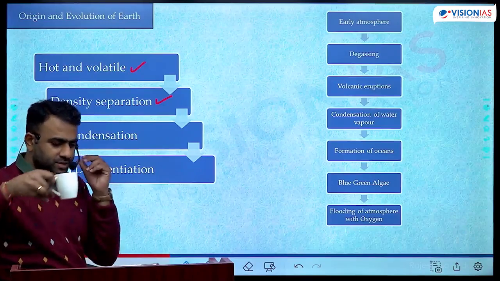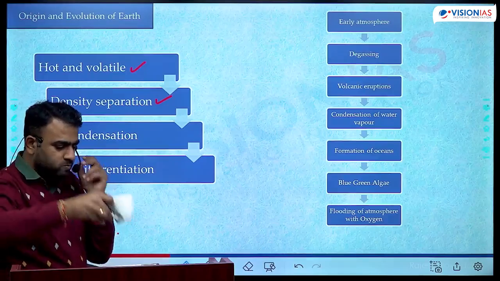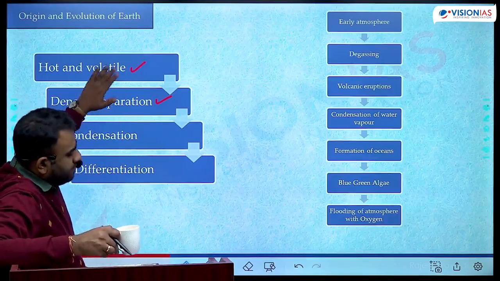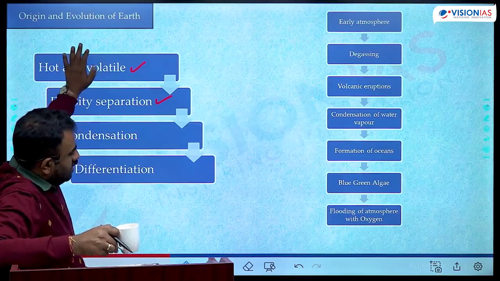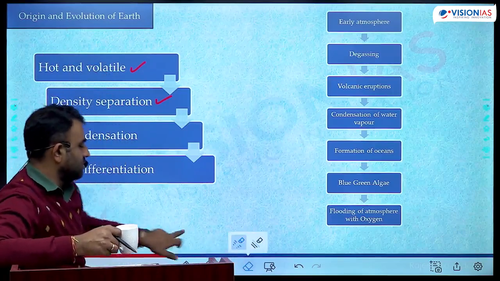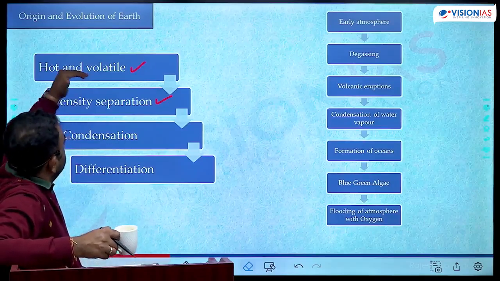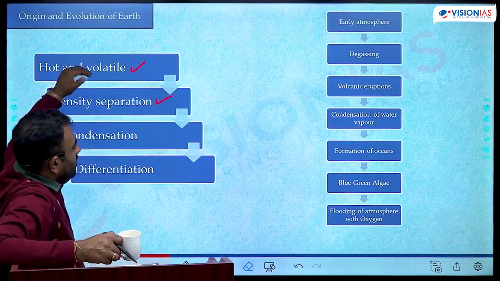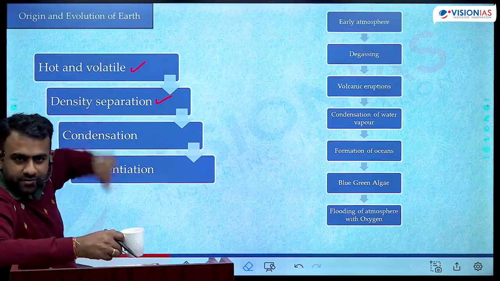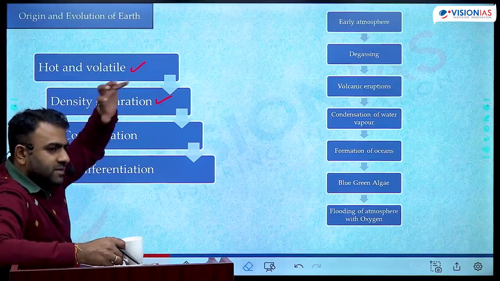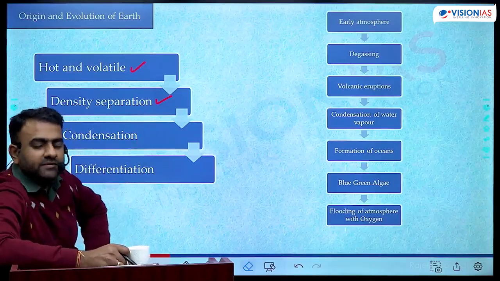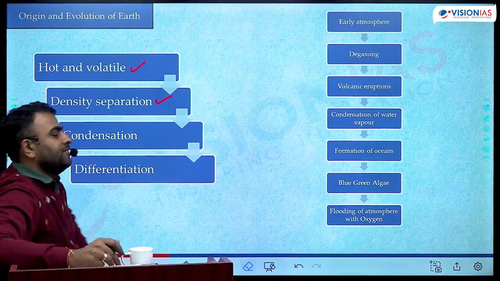So what do you mean by density separation? The separation of the material as per the density. Because when it was in a hot and volatile state earlier, every type of material is all mixed up. The high temperature can make all these materials get mixed up irrespective of their density. But as the temperature starts to decrease, the heavier elements will start to sink towards the center. The lighter ones will start to come towards the surface.